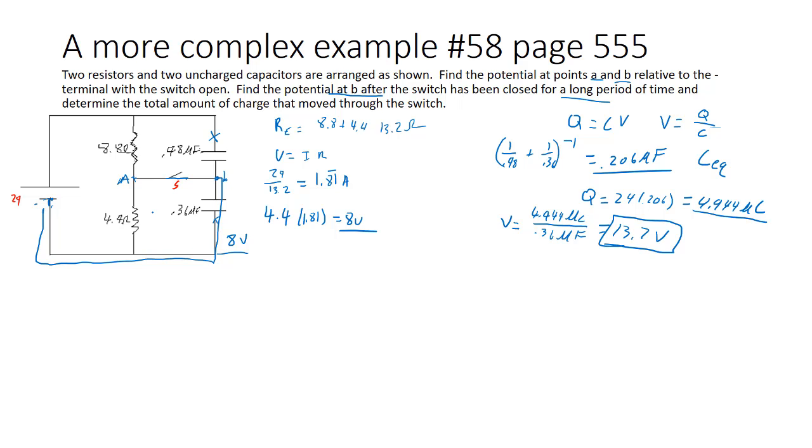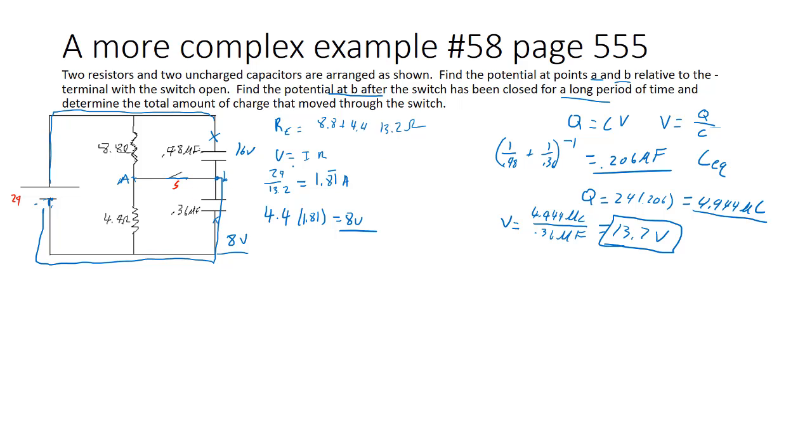So that 8 volts is part of the potential drop around this loop. That means this other one has to be 16 volts, because if we go around the outside loop, the voltage rises and drops have to be the same. That's Kirchhoff's rules. So 16 volt drop, 8 volt drop, 24 volt drop.